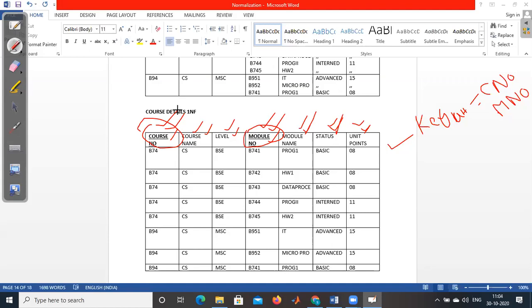So this is not in the second normal form. What is second normal form? All non-key attributes should be fully dependent on primary key attributes or key attributes. Okay, students. So this relation is not in the second normal form.